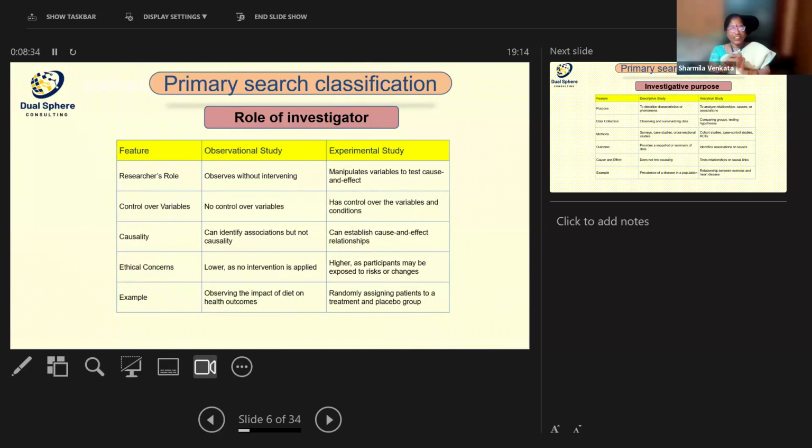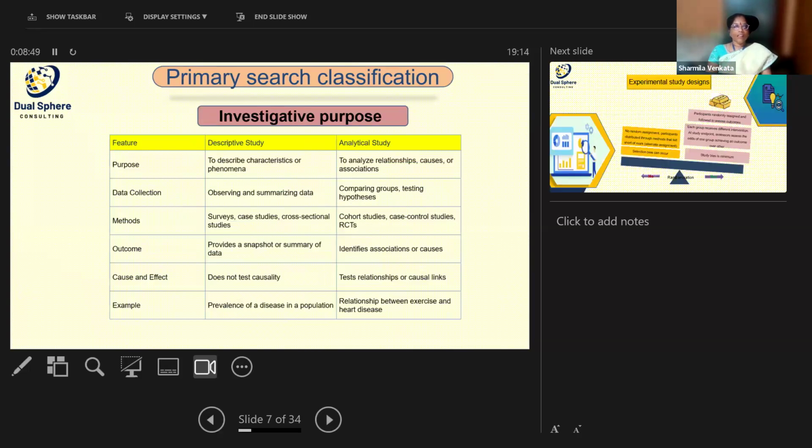Why is this distinction important? Because the level of control versus realism affects both the validity of results and how we apply them in practice. And another way of classifying studies is by investigative purpose.